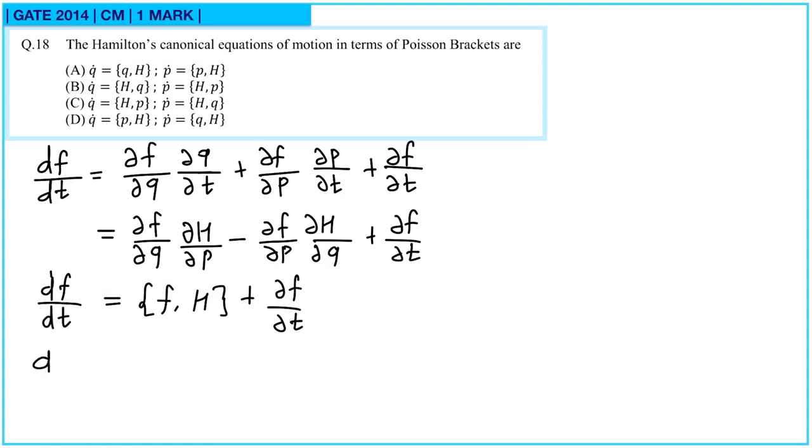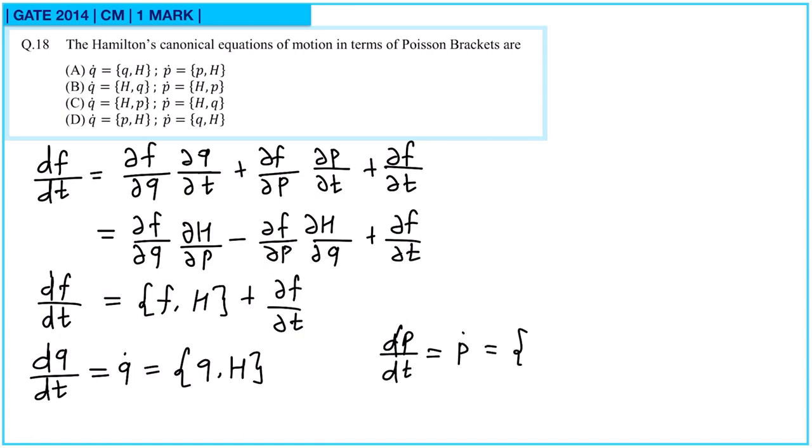Now if we consider dq by dt, which is equal to q dot, that will be time independent because it is not depending on time. So this will be equal to the Poisson bracket q, H only. And dp by dt is equal to p dot, and that will be equal to the Poisson bracket p, H. So here option A is correct. Q dot is the bracket q, H, p dot is the bracket p, H.